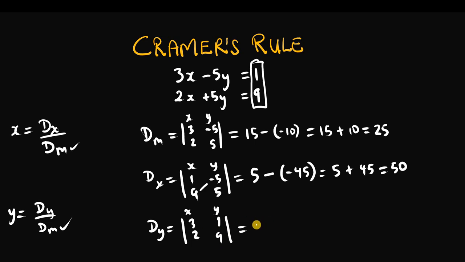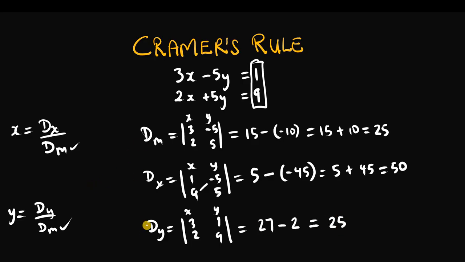To find the determinant, we multiply the elements in the main diagonal. 3 times 9 is 27. Then we subtract, according to the formula for finding the determinant of a 2 by 2 matrix. Now let's multiply these. 1 times 2, that gives us 2. And this solution would be 25.